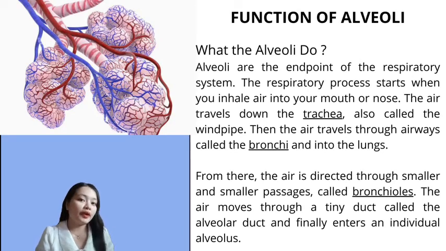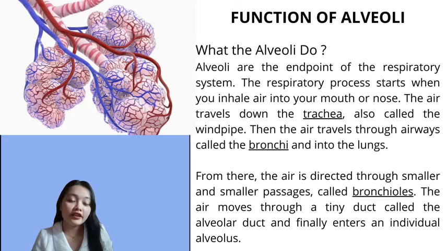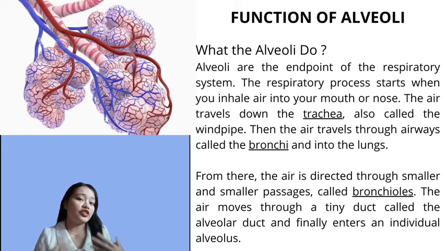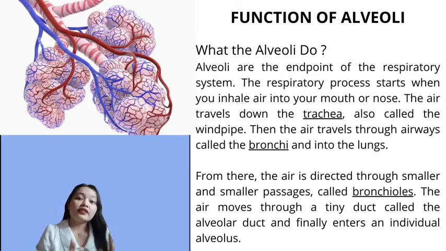The respiratory process starts when you inhale air into your mouth or nose. The air travels down the trachea, also called the windpipe. Then the air travels through airways called the bronchi and into the lungs. From there, the air is directed through smaller and smaller passages called bronchioles. The air moves through a tiny duct called the alveolar duct and finally enters an individual alveolus.